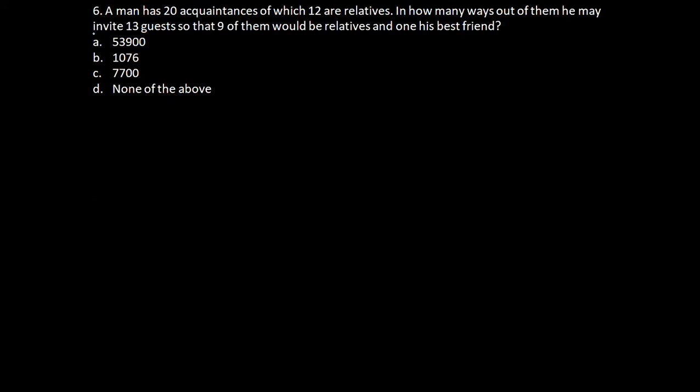In this numerical, it is written a man has 20 acquaintances, okay, of which 12 are relatives. In how many ways out of them he may invite 13 guests so that 9 of them would be relatives and 1 his best friend? এটা দেখতে হয়তো complex লাগবে, but let us think about it logically. How many total guests he has on the list? 20. 20 এর মধ্যে 12 are relatives, and that means বাকি 8 জন কারা? They might be his friends. Okay, and out of that 8, 1 is his best friend who needs to be invited. Okay, and again out of 12 relatives he has to invite 9 of them.